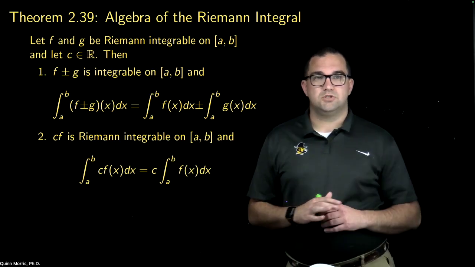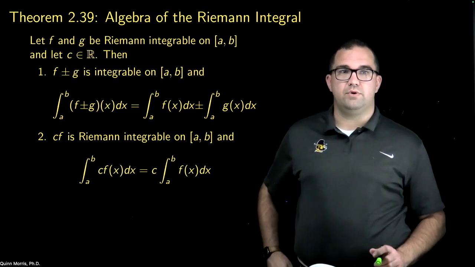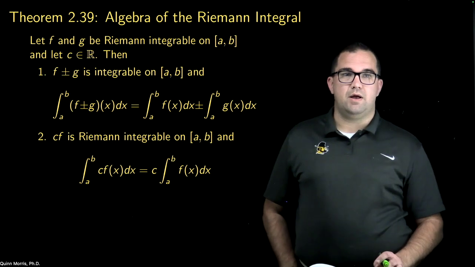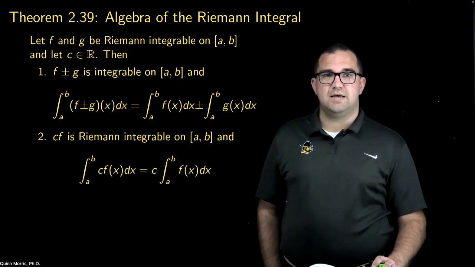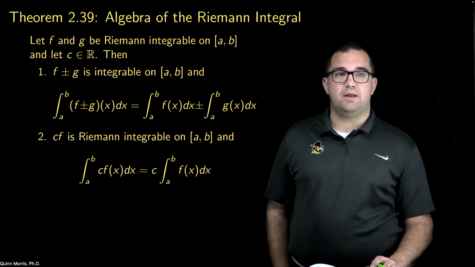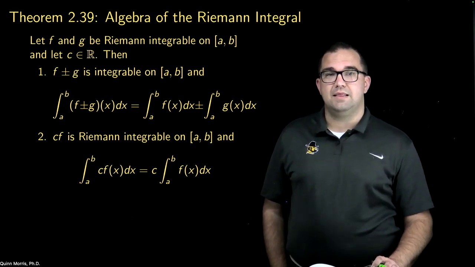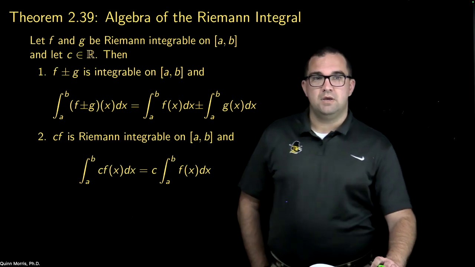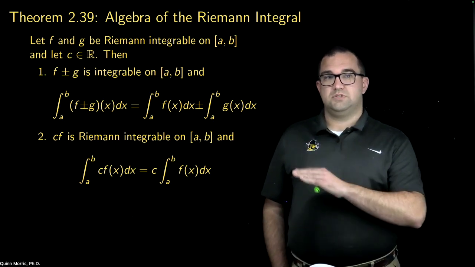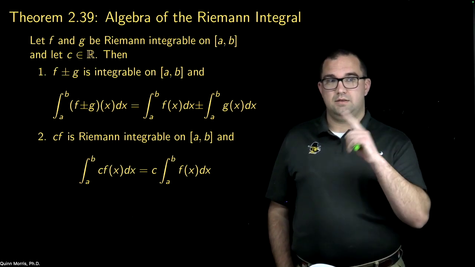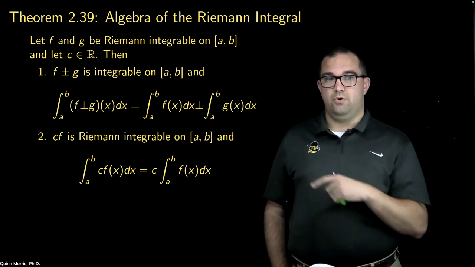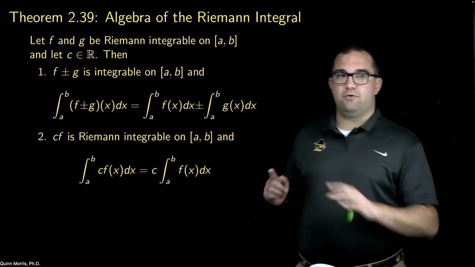So to begin, we want to start with theorem 2.39, algebra of the Riemann integral, which says let f and g be Riemann integrable functions on the closed interval ab, and let c be some real number. Now, there are actually four parts to this theorem. The next screen will have the other two on here, but I've separated them out on purpose.